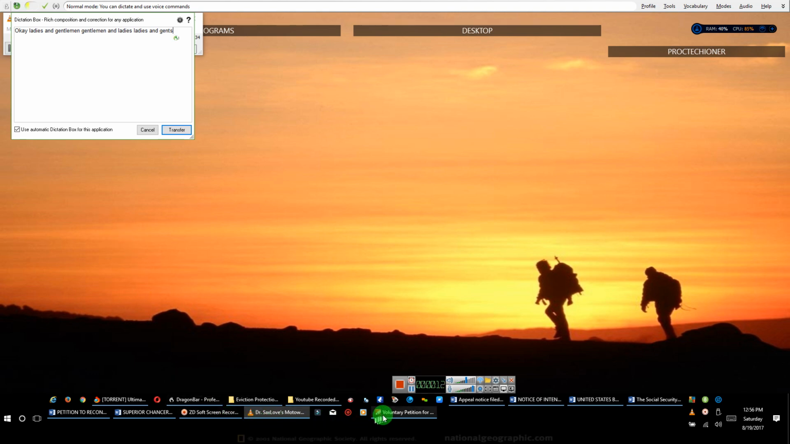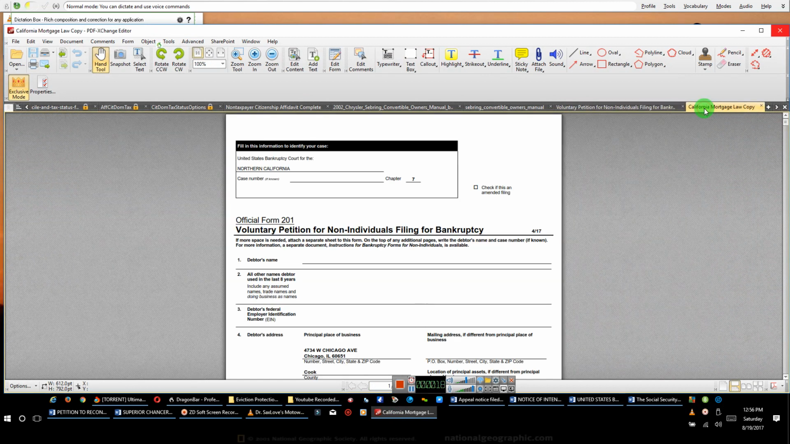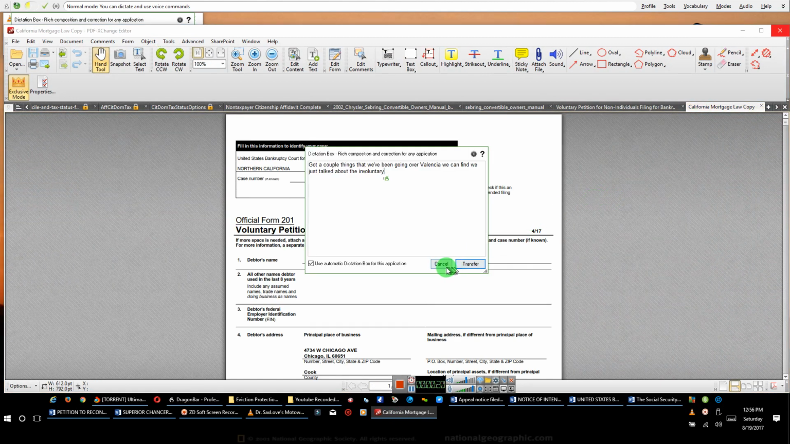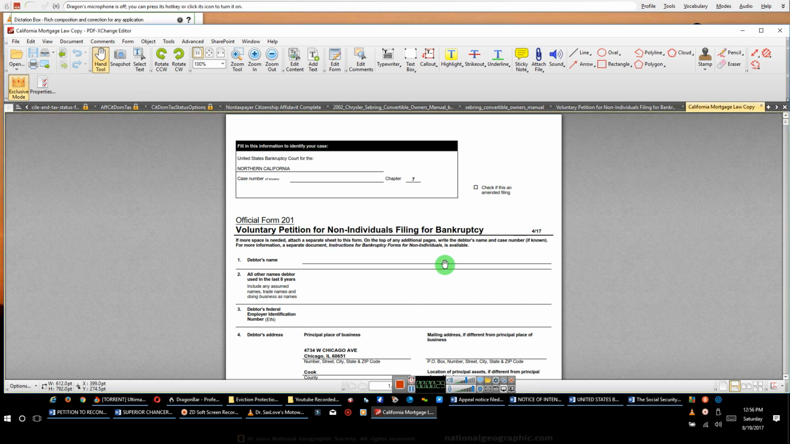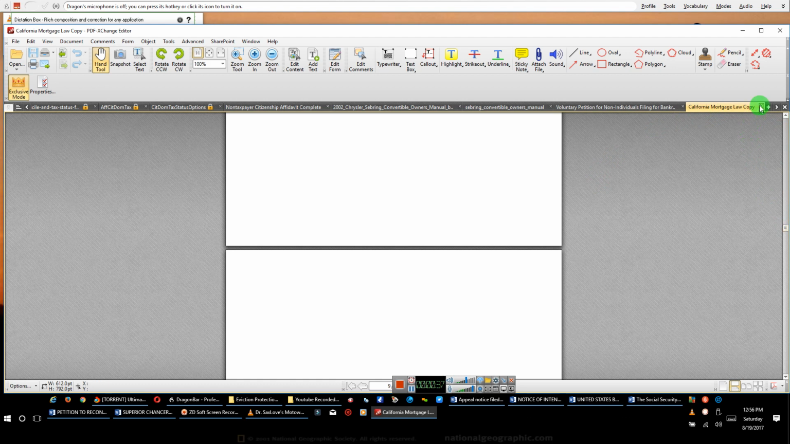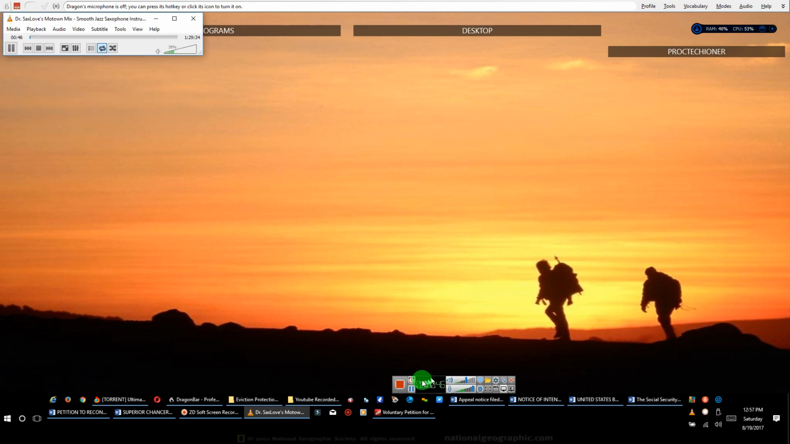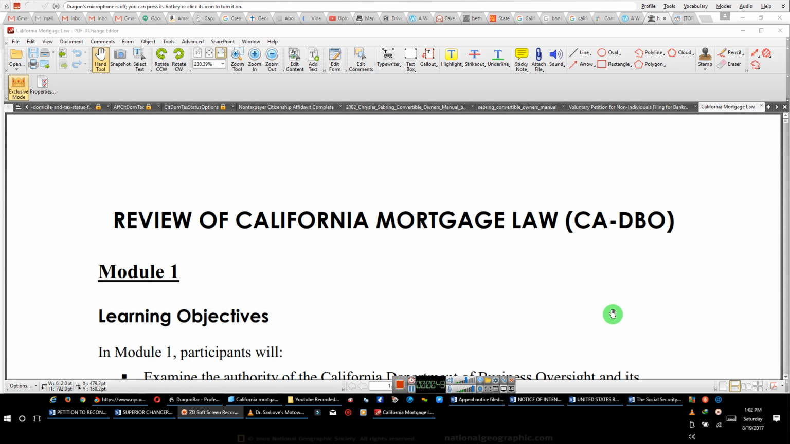Got a couple of things that we've been going over, but let's see if we can find. We just talked about the involuntary bankruptcy. Now we're gonna talk about... this is not what I want. Give me a second, people. Gotta shut that off. Okay, this is the wrong document. We're looking for the mortgage law. We're not looking for the voluntary bankruptcy. So cancel that junk. Give me a second, ladies and gentlemen. I knew I had it, y'all. I saved it under the wrong name the last time.